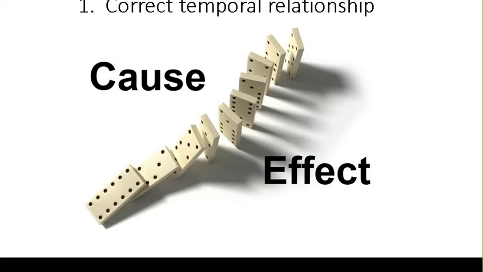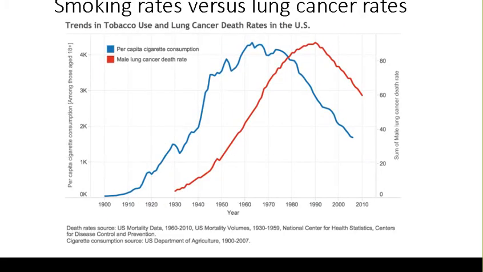Let's start with the correct temporal relationship. I mentioned smoking just a minute ago. You see that nice temporal relationship here with smoking and lung cancer. So if you notice, the blue graph represents cigarette consumption, and the red graph represents death rates due to cancer. And now what's going on here is that there's a little lag between these two, about 15 or 20 years. That's how long it takes for lung cancer to develop.